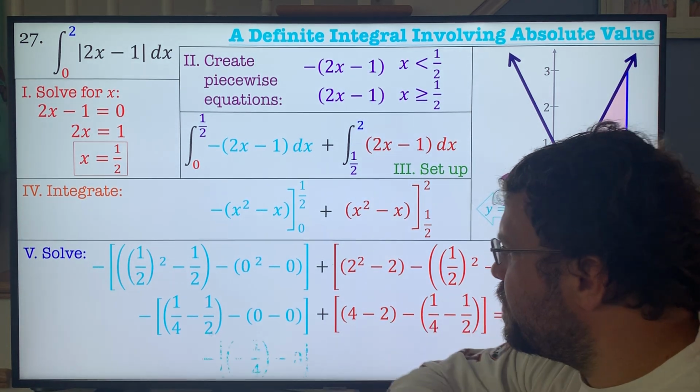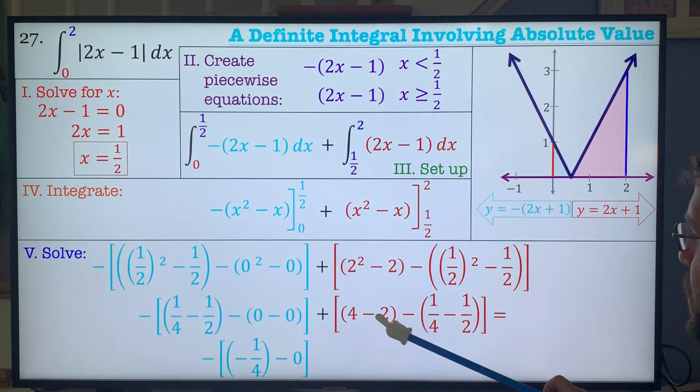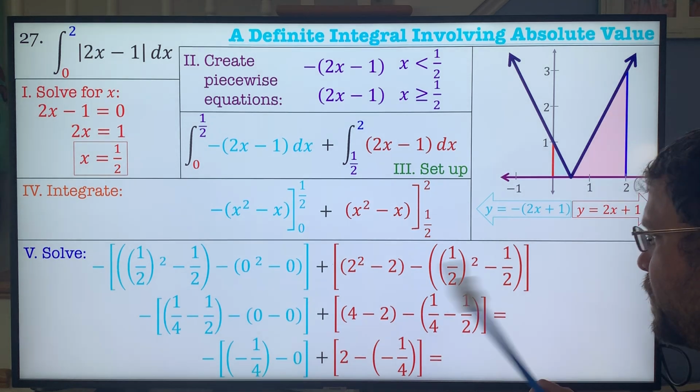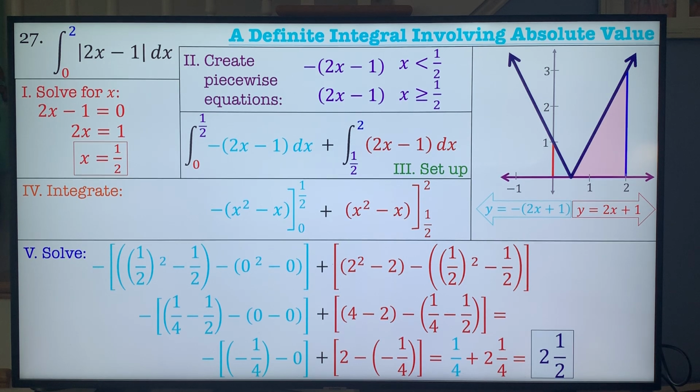Negative 1/4. Two negatives make a positive. This becomes 2 minus negative 1/4, so this becomes 2 1/4. 1/4 plus 1/4 is 2 1/2, or 5/2. See, that's not too terrible, is it?